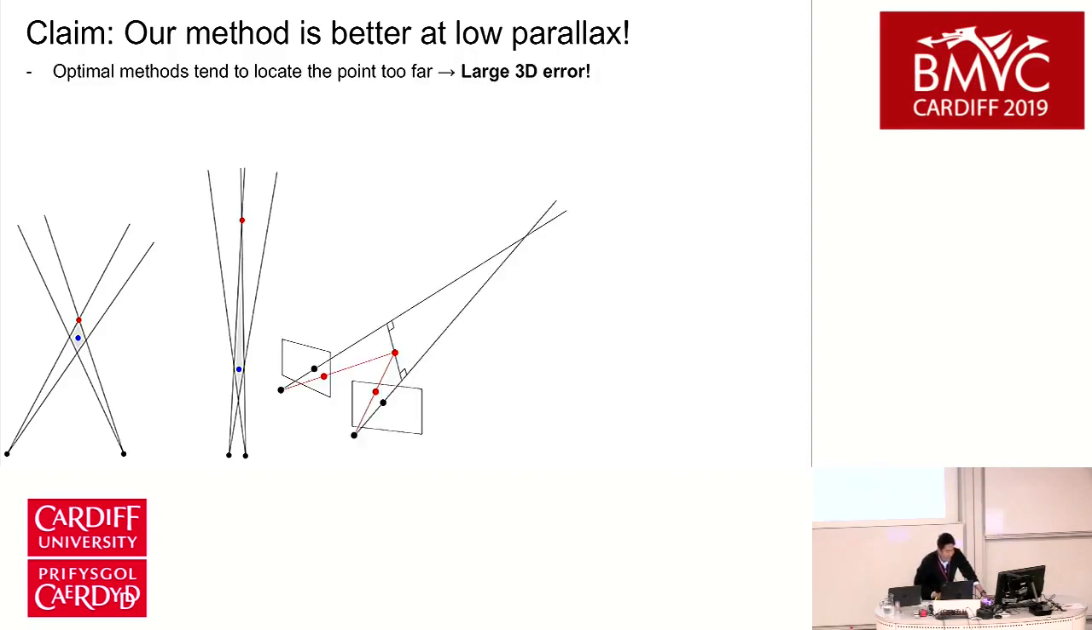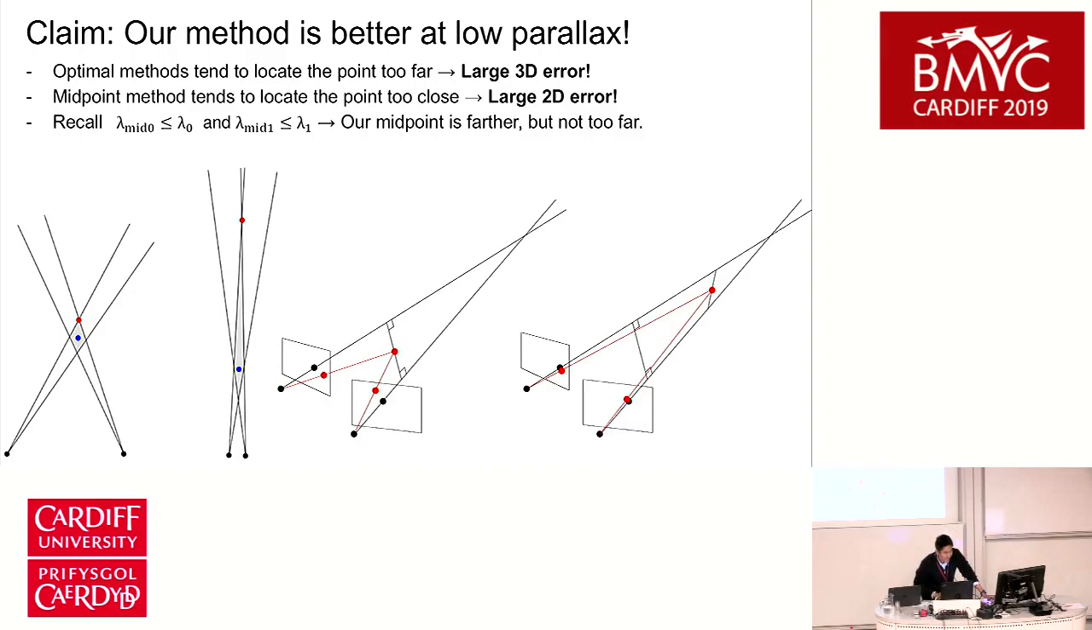In contrast, the midpoint method tends to locate the point too close to the cameras, and this, on average, leads to large 2D error. Now remember that in our method, the depths are always larger than the classic midpoint method. So this means that our midpoint is located farther than the classic midpoint, and this effectively lowers the 2D error. Also, since we are not minimizing the reprojection error, it doesn't send the point too far either. In short, we hit the sweet spot between the optimal and the midpoint method, achieving small 2D and 3D error at low parallax.